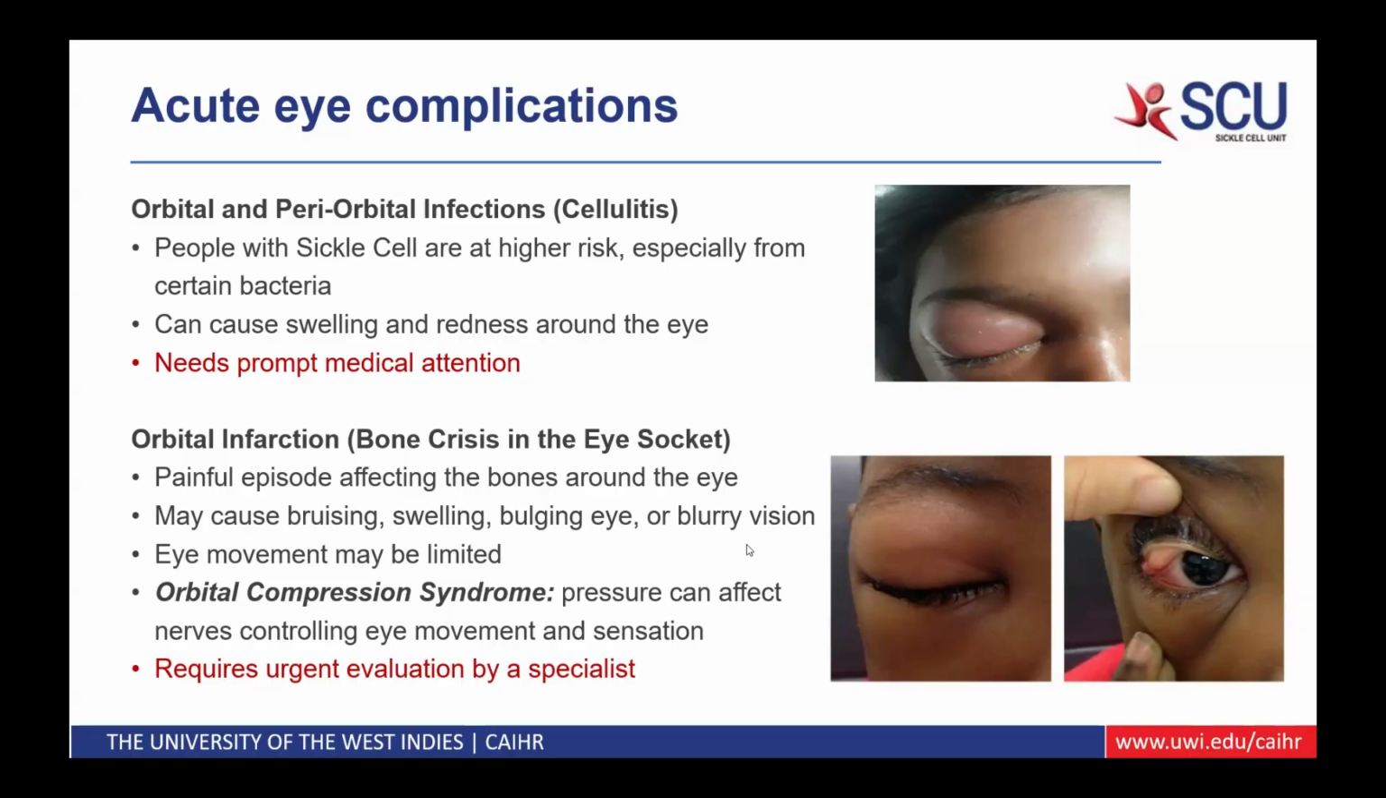So additionally, the same bone crisis that you're familiar with, that you may get in your limbs, your upper limb and your lower limb and so on. This can also happen around the bone or in the bone that's around the eye, and that can also cause bruising, swelling, and some blurring of your vision. And again, it is important that you get urgent care when it comes to these.